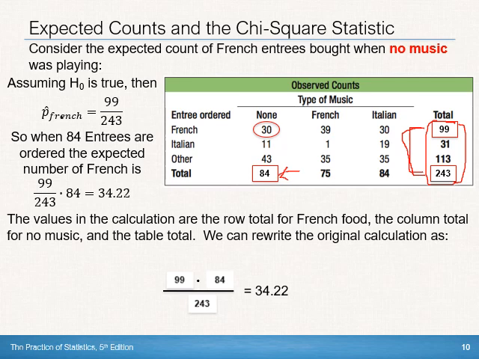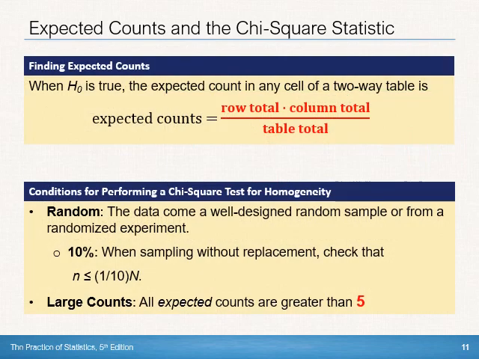So in order to find the expected value, we take the number we're looking at, so this 30, we take its row total, 99, multiplied by its column total, which is 84, and then divide it by the table total, which is 243. All right, but that has to be done for all 9 cells in this case, for every single cell. So it gets a little bit cumbersome. When they get to be rather large, we'll use computers to generate those for us, and we won't have to calculate all of those by hand.